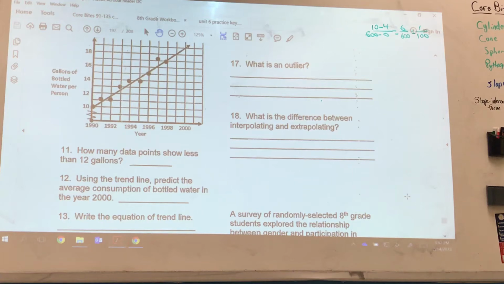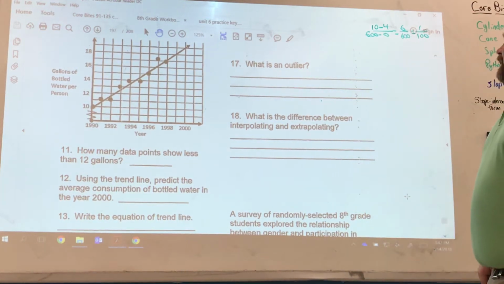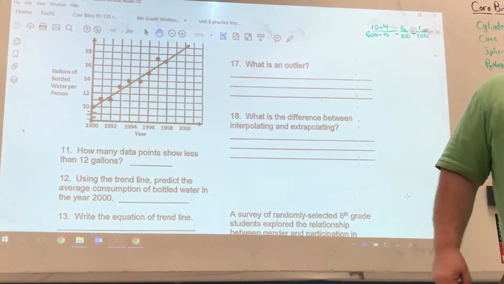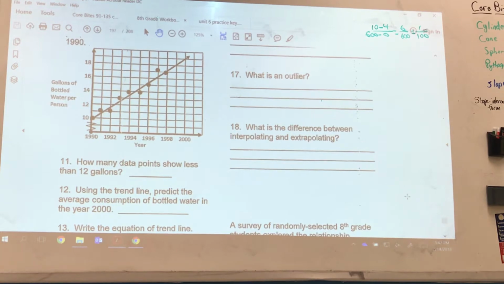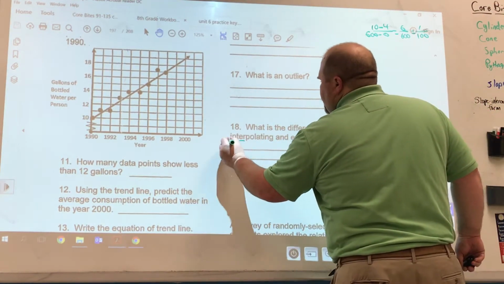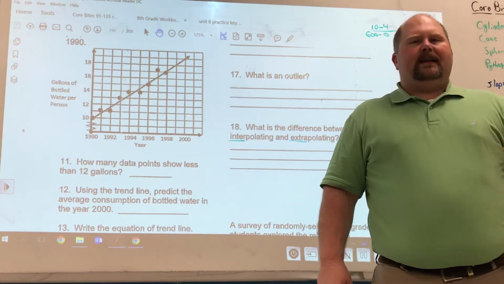All right, so back to the practice test for Unit 6. Number 18, what is the difference between interpolating and extrapolating? Let me scroll this down just a little bit here. So interpolating, extrapolating. If you look at the beginning of these words, now they're not spelled exactly right, but interpolating, if you look at the beginning, enter.